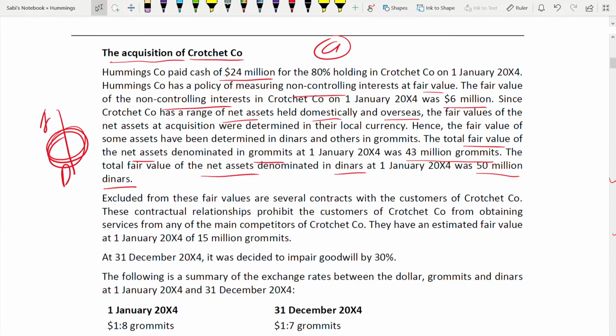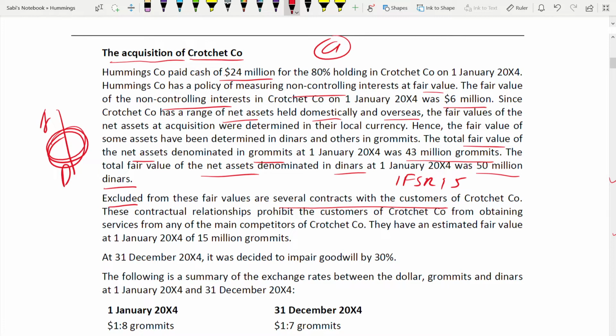Excluded from these fair values are several contracts with customers. Because of this wording, many students incorrectly mentioned IFRS 15, revenue from contracts with customers, which is incorrect. This is the reason you have to read the whole paragraph rather than reading one line and deciding, okay, this is IFRS 15. No. In the fair value above, 43 million and 50 million, this is not included. You need to adjust it and add it when calculating goodwill, as it will have an impact.